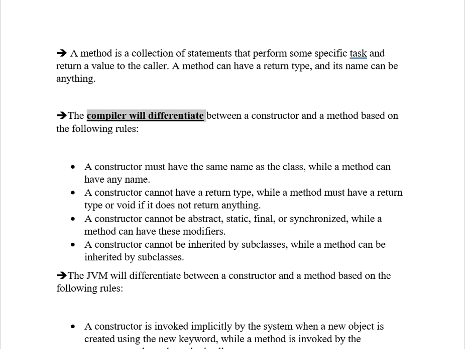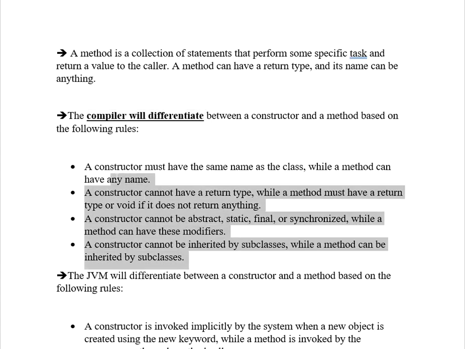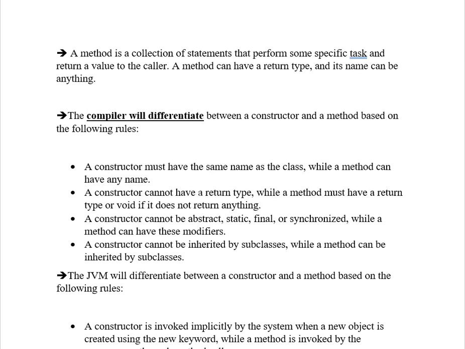So our answer is: a constructor must have the same name as the class, while a method can have any name. A constructor cannot have any return type, while a method must have a return type, or void if it does not return anything. A constructor cannot be abstract, static, final, or synchronized, while a method can have these modifiers. A constructor cannot be inherited by subclasses, while a method can be inherited by a subclass. Means on the basis of these points, the compiler will differentiate between the constructor and the method.